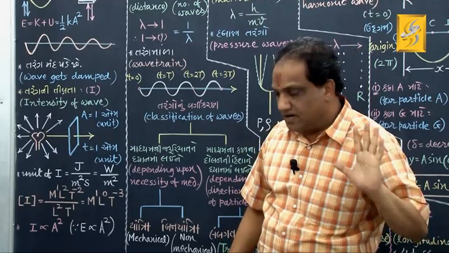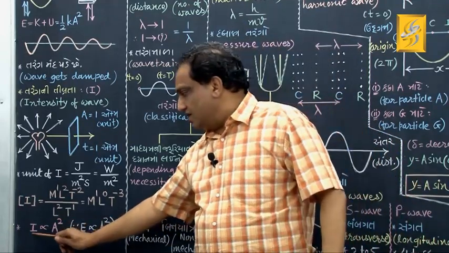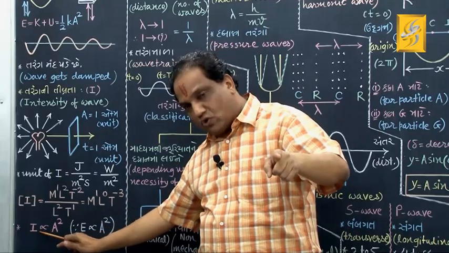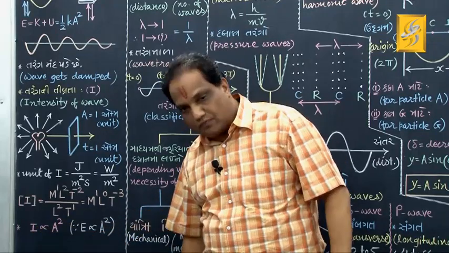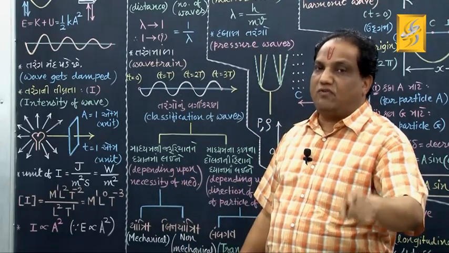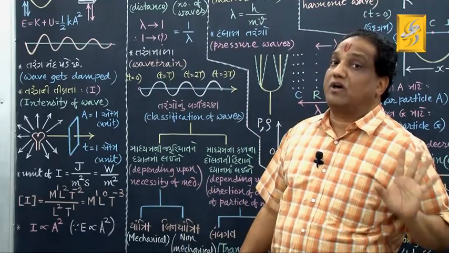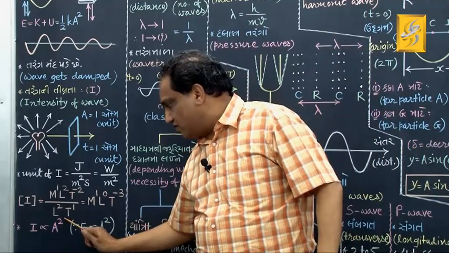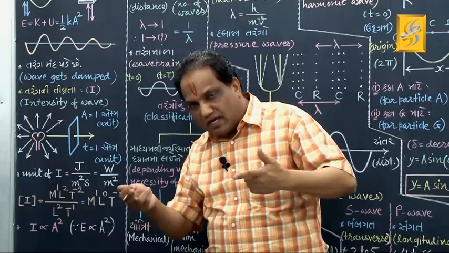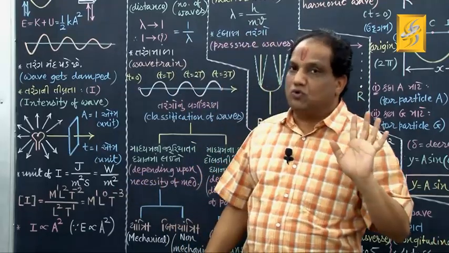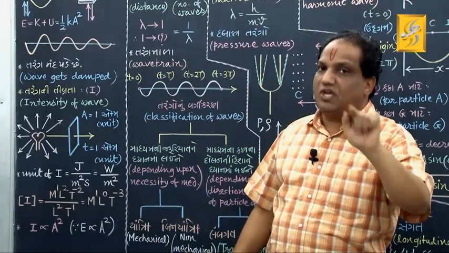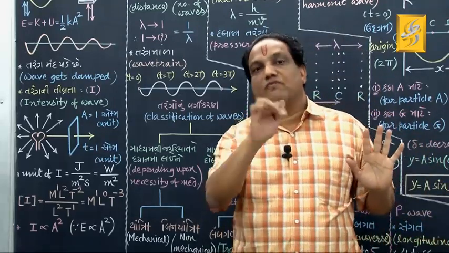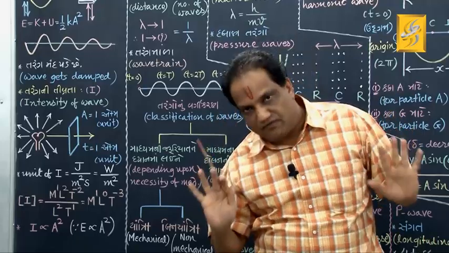Got it? Fine. Then remember, intensity of any type of wave is definitely directly proportional to square of its amplitude. So mathematically you can write I proportional to A square, and then for the numericals you may remember I1 upon I2 equals A1 square upon A2 square. Simple? Fine.